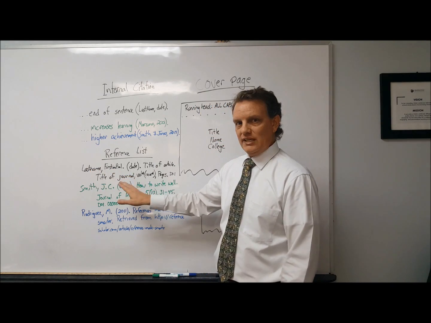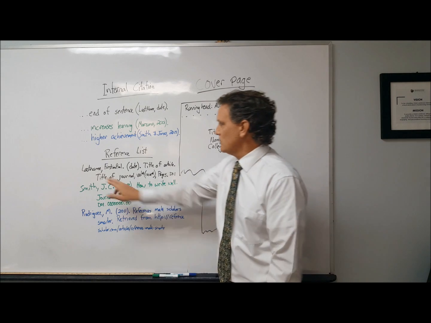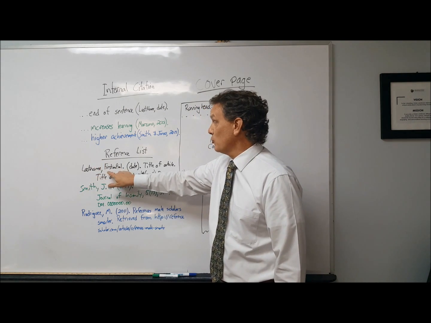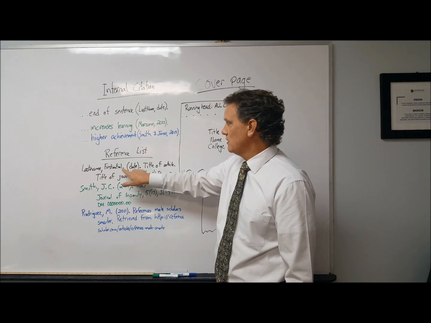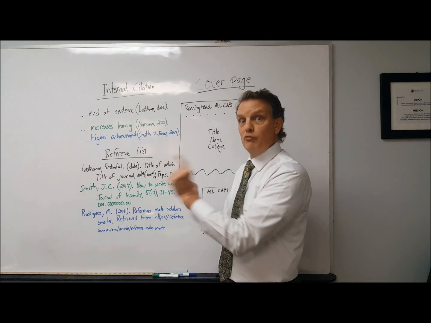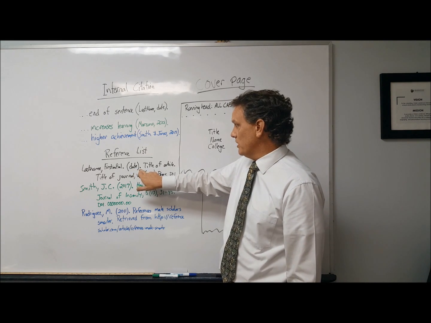So the way it goes is like this. APA is very meticulous about exactly what it needs. So you're going to have last name, comma, first initial, second initial, however many initials there are, period. And you're going to have a period in between every initial, followed by the date, in parentheses, period.